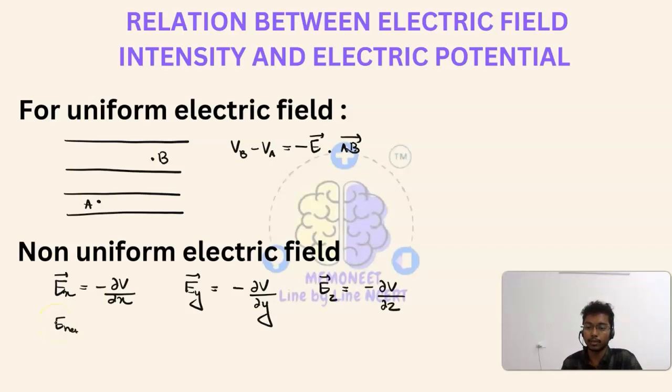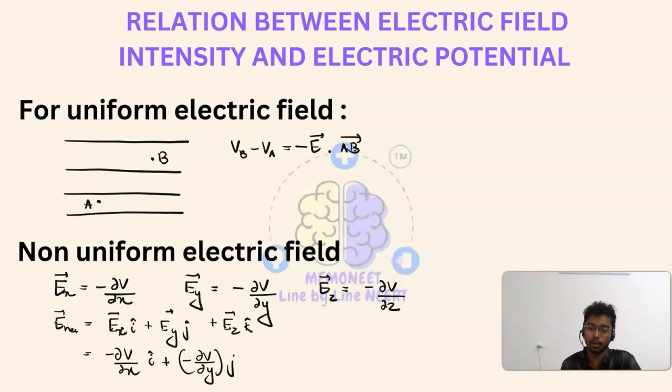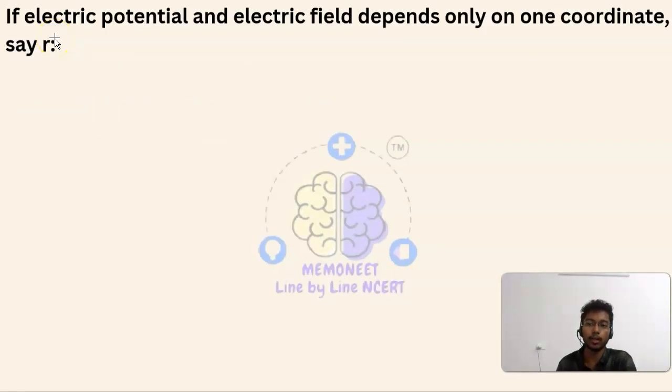Write E net is equal to Ex i cap plus Ey j cap, this is a vector, plus Ez k cap. So now we will write minus of del V upon del x i cap, plus minus of del V upon del y j cap, plus minus of del V upon del z k cap. Now look here, if electric potential and electric field depend only on one coordinate.